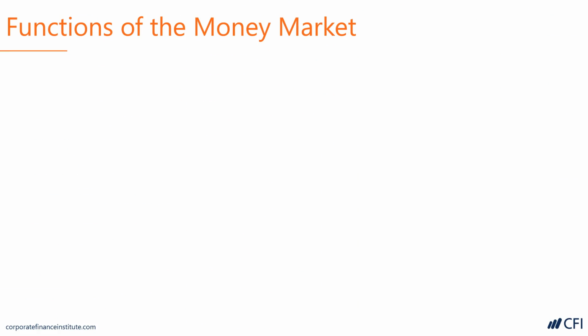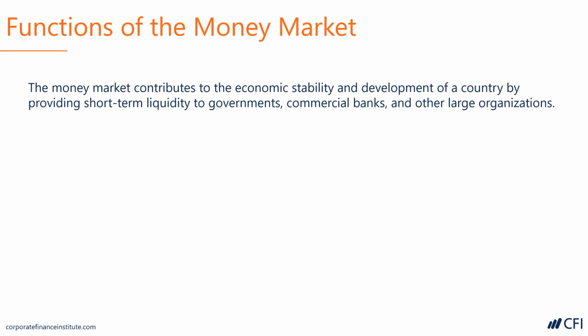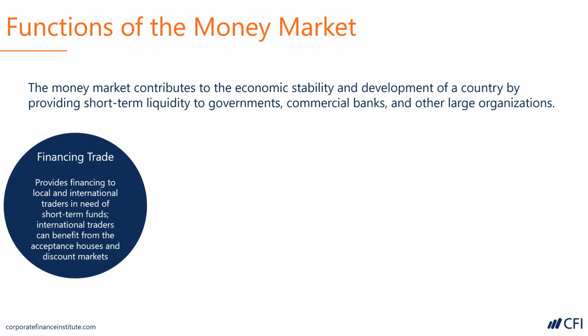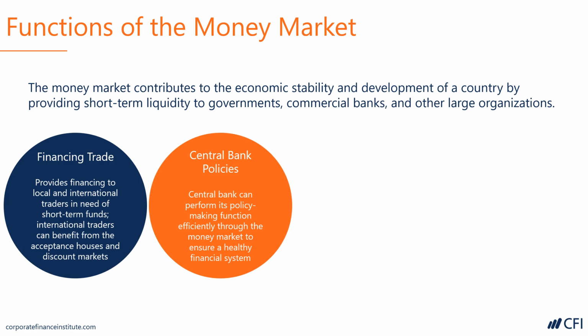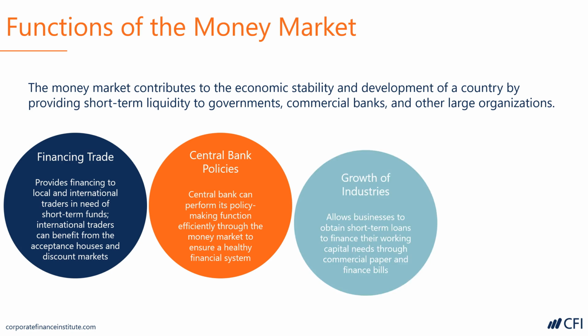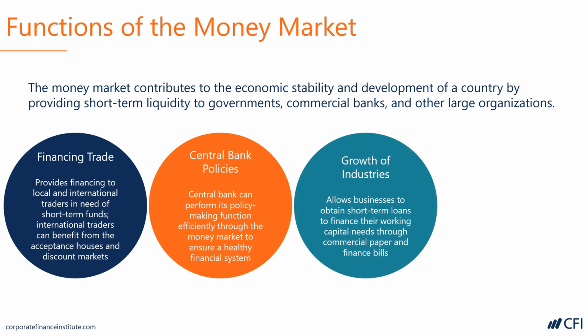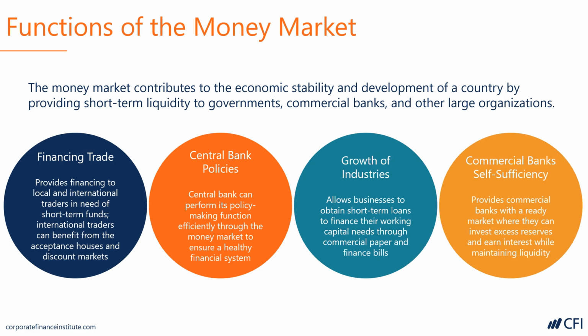Let's look at the function of the money market. It helps contribute to economic stability and development by providing liquidity into markets and into institutions. It helps with trade financing. It helps with central bank policy management. It helps with the growth of corporations and industries by allowing investment to flow through. And finally, it provides commercial banks with a market that they can directly invest in when they have excess reserves, or that they can borrow from if they need additional liquidity.